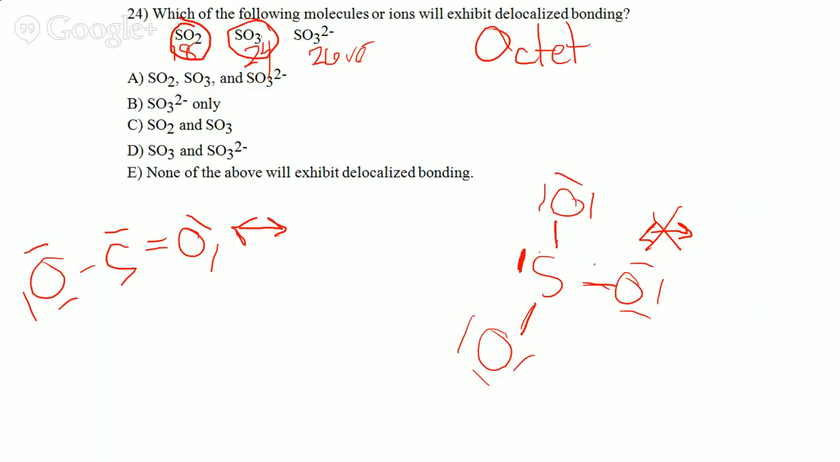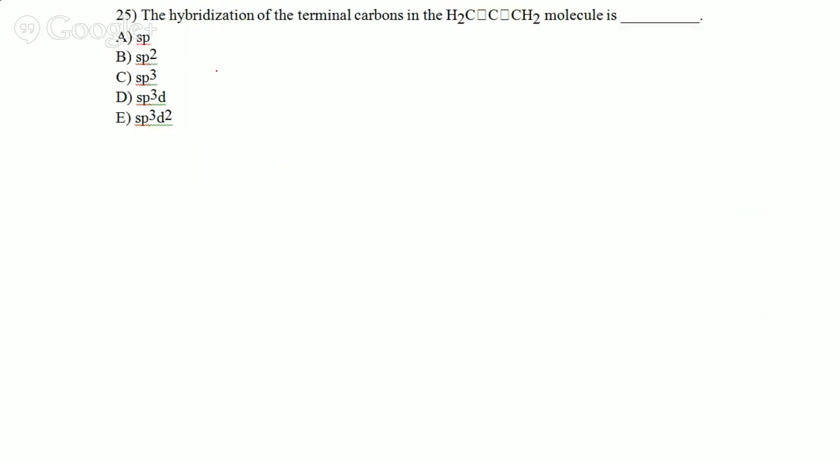Could you have, Mr. Donnie, wouldn't the formal charges be lower if we did make a multiple bond? Yep, they sure would. And that's why I don't really like this question, because if they specified based on the octet rule, I'd be okay with it, but they didn't. So I'm not a huge fan of this question, but that's the answer. C right there. 25, the hybridization of the terminal carbons of C boxes.